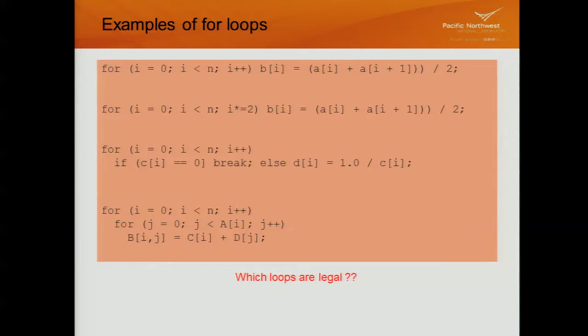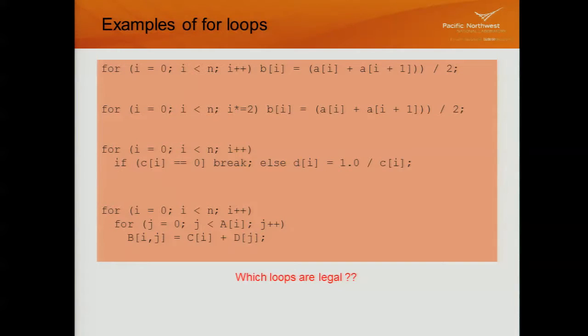Okay, how about the third loop here? Is that one good? No, that's no good because of the break, right? I don't know whether or not I can execute the next iteration, because C of I could be 0, and therefore I would have wanted to break out of the loop.